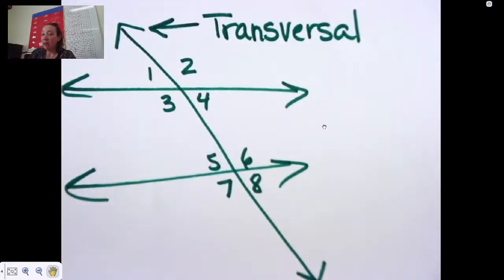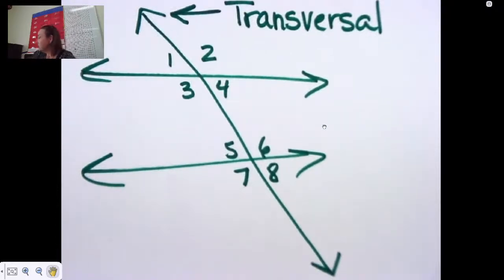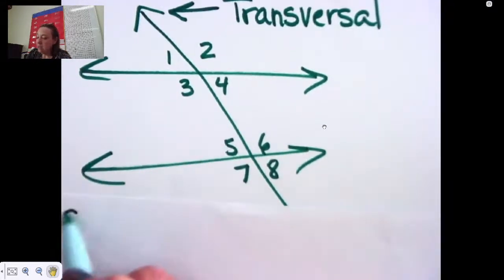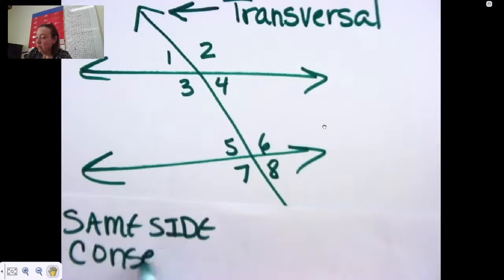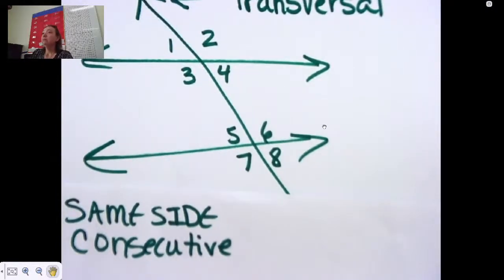So we either call them same side. Let me write this down so everybody can see it. We either say they are on the same side or consecutive side. So we say same side. We also use the word consecutive for this. Both words are used interchangeably. So we're going to use both of them in class. Sometimes we'll say same side, sometimes we'll say consecutive, okay? Because you will see both out in the wild.